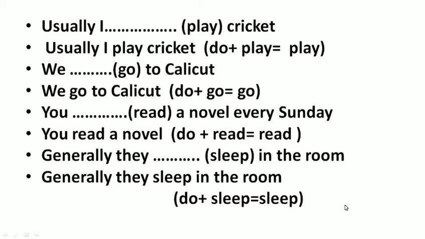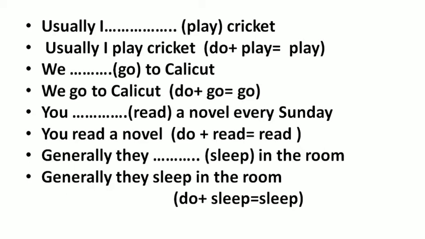Then look at these examples. Usually I dash play cricket. Here the subject is I, so we have to use do in V1. Usually I play cricket. Do plus play becomes play in the sentence. Usually I play cricket. We dash go to Calicut. We go to Calicut. Do plus go here is go. We go to Calicut.